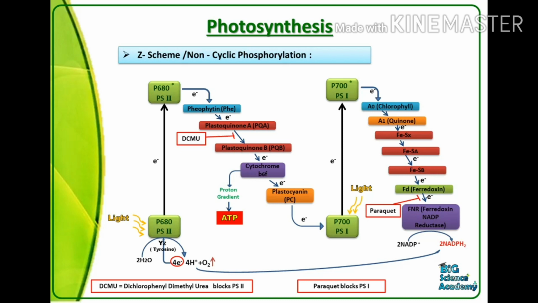Next, the paraquat blocks the electron transfer from ferredoxin to ferredoxin NADP reductase enzyme. Thus, it blocks the electron transfer in photosystem 1. So, this is the total Z scheme or non-cyclic phosphorylation, that is non-cyclic photophosphorylation.